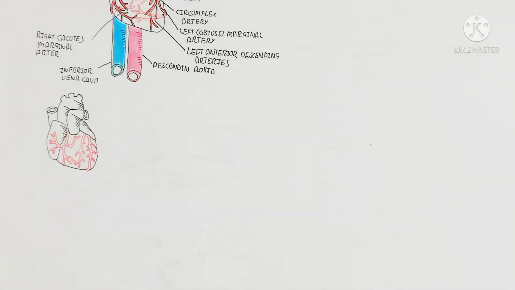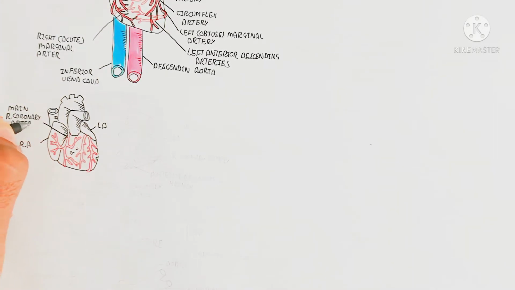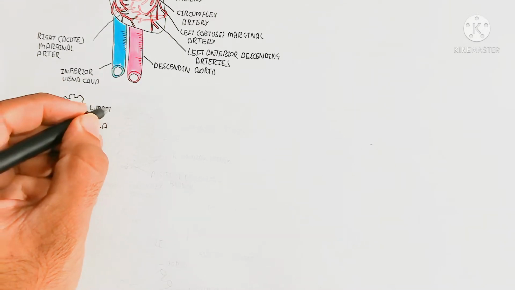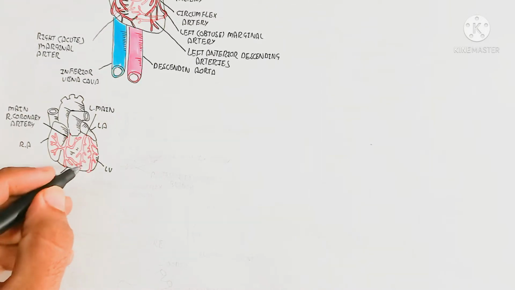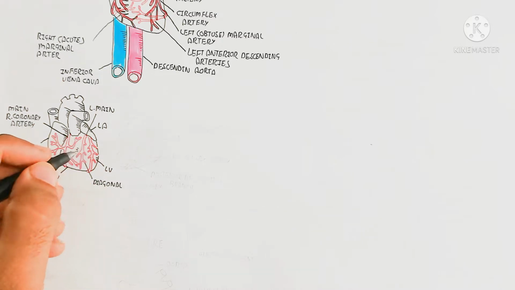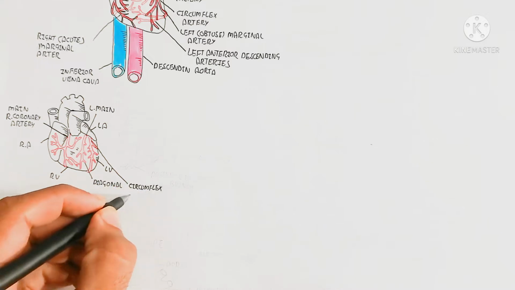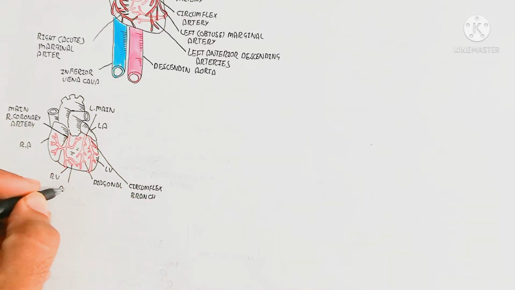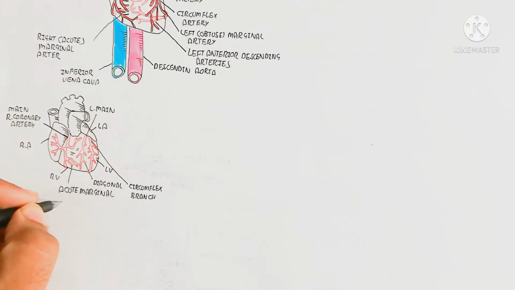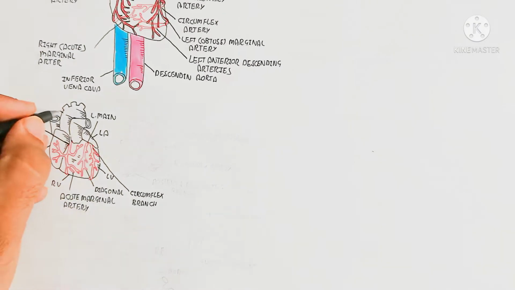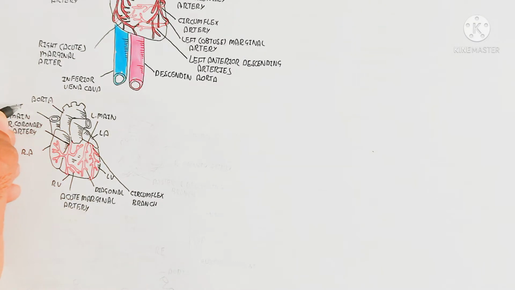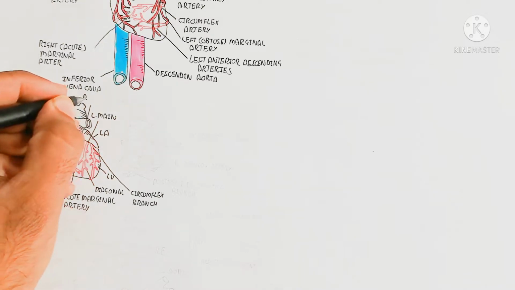Here I am drawing the front view of the heart, for understanding the coronary artery. Here is the right atrium and left atrium, and this is the main right coronary artery and left main coronary artery, and this is the diagonal coronary artery, and the acute marginal artery looks like this, and this is the circumflex artery, which is used for the back movement of the heart.